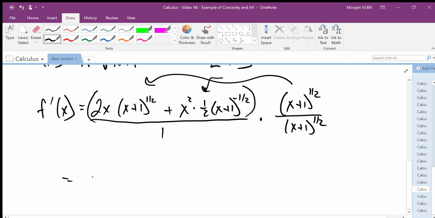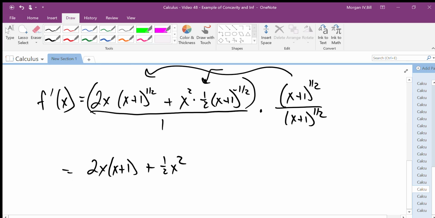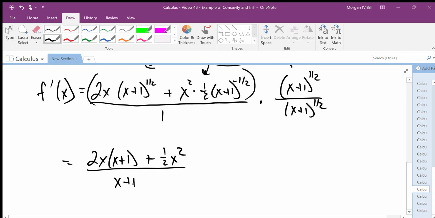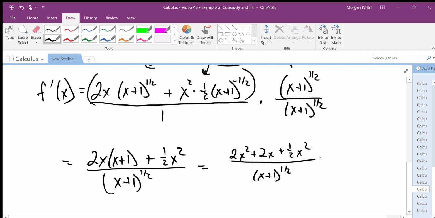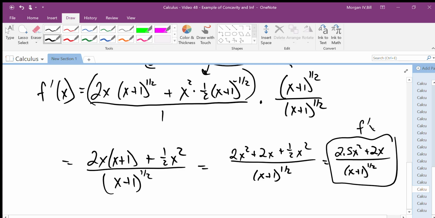That gives me 2x times x plus 1 plus 1/2 x squared over x plus 1 to the 1/2. That's 2x squared plus 2x plus 1/2 x squared over x plus 1 to the 1/2. That is 2.5x squared plus 2x over x plus 1 to the 1/2. Right, so we found the first derivative. Here is f prime of x.